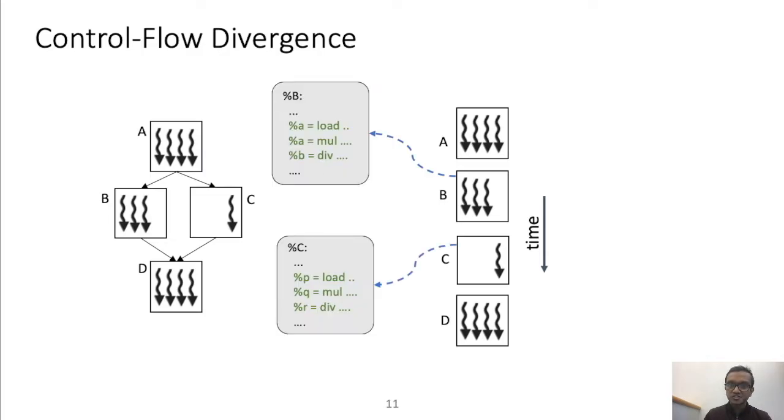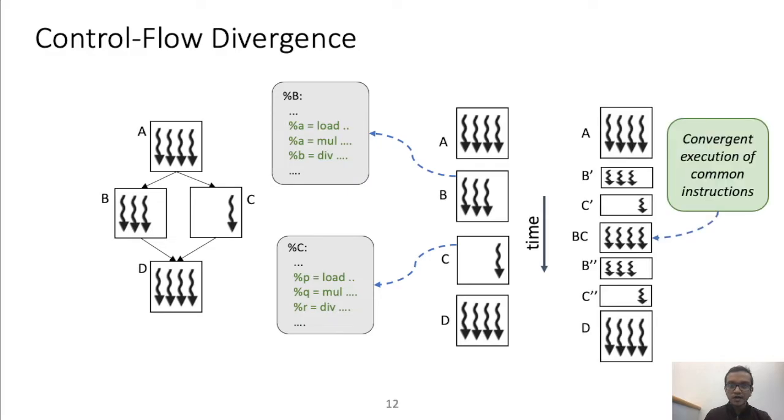An interesting observation is that most of the divergent code paths contain many common computations. In this example, basic blocks B and C contain a common instruction sequence consisting of load, multiply, and division instructions. However, they are executed twice due to the serialization. Ideally, these common instructions can be executed in a convergent manner, avoiding the redundancy, as shown in the diagram on the right. Here, the common instructions are merged and executed together. The rest of the instructions in the divergent blocks B and C follow the usual serialized execution.